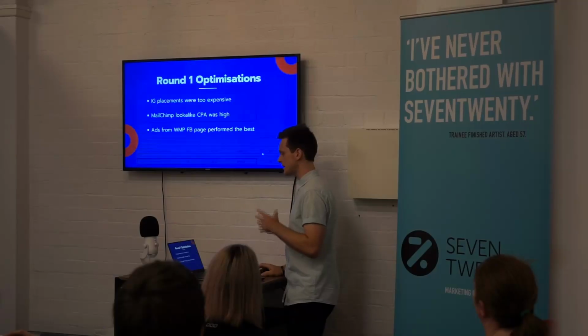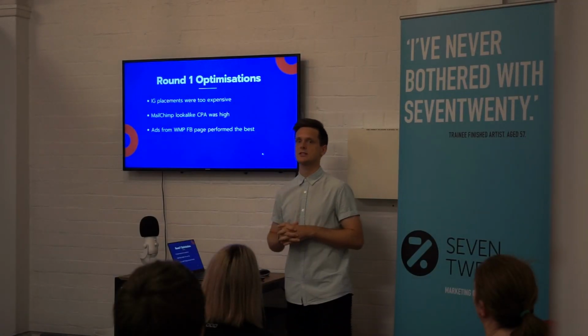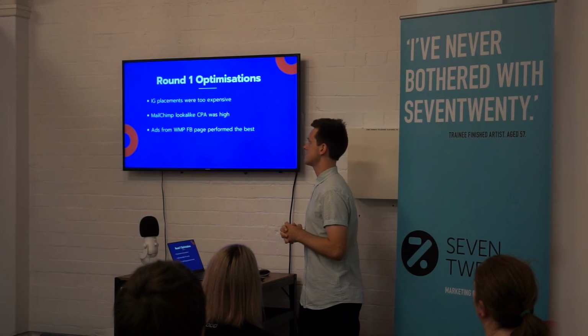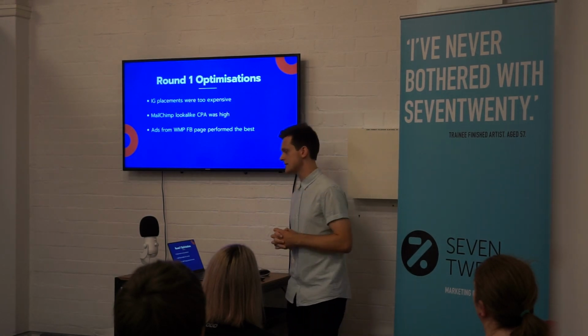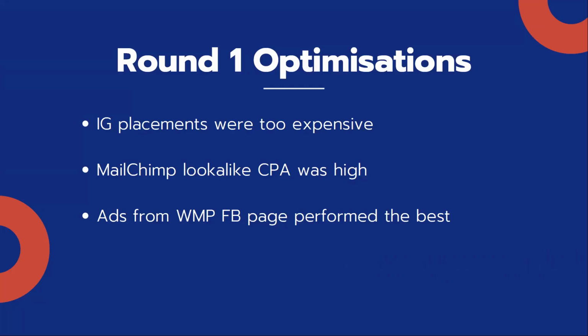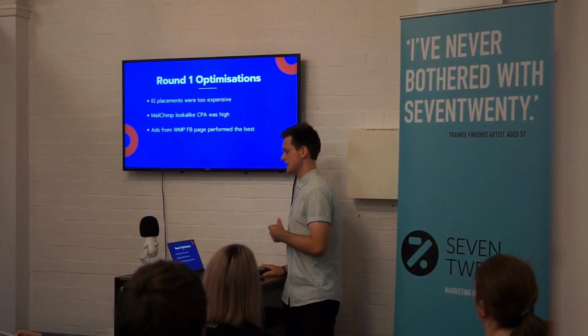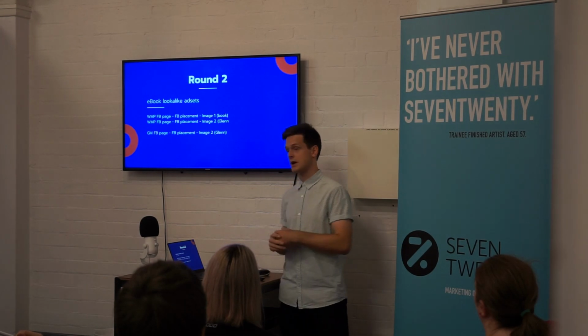So I guess taking in all of that data, there were a couple of optimizations that we made across these ad sets. One of them was that we established that Instagram placements were just too expensive. The other was that the MailChimp lookalike audience was obviously too expensive. And the ads from the WMP business page outperformed the personal page. So in taking that into consideration, we moved on to round 2.